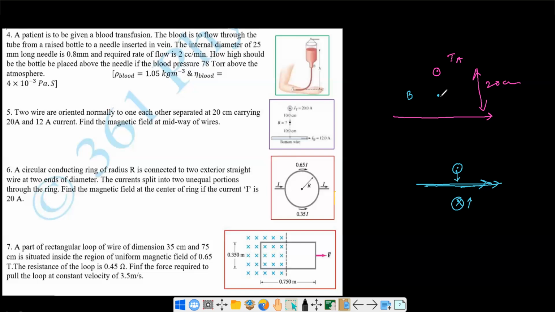So if the current is flowing in this direction, the magnetic field is above the current. That means the magnetic flux is coming out of the plane of paper. Now the current is out of the plane of paper. If you put your thumb towards you, and scroll your fingers, then you find that your fingers will be curling at this location.